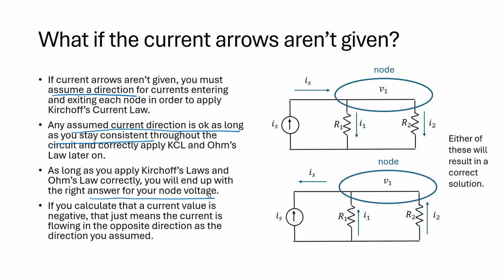This is why it's always a great practice to draw pictures, draw arrows on your circuit, and make sure you clearly assume which direction your currents are going so that you apply Kirchhoff's current law correctly.